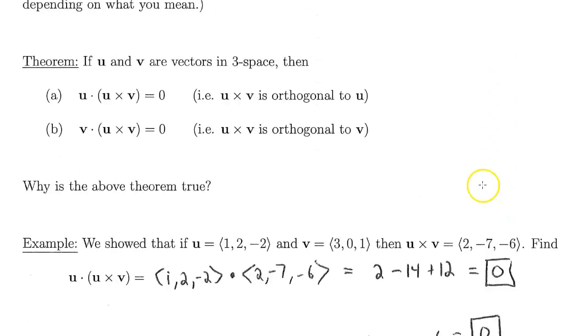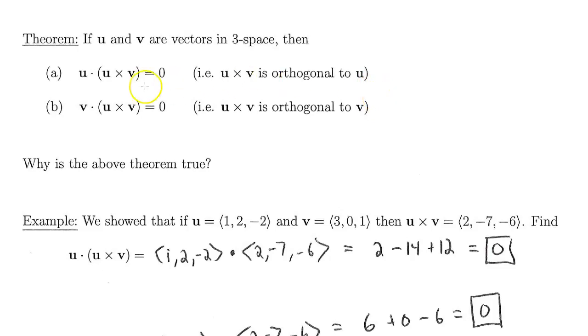Okay? All right, now if u and v are vectors in 3 space, it turns out, and this is a very important fact here, that u cross v is going to be orthogonal to or perpendicular to both u and v. Okay, and that's really what this theorem says. If u and v are vectors in 3 space, then u dot (u cross v) is 0. In other words, u is orthogonal to u cross v, or u cross v is orthogonal to u. And the second part, B, says that u cross v is orthogonal to v, right? v dot this gives you 0. Remember, if you dot two vectors together and you get 0, that means that they're orthogonal or they're perpendicular.